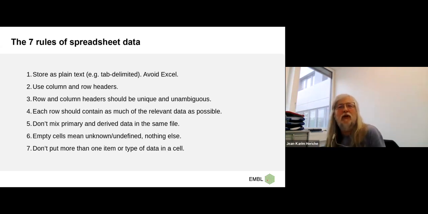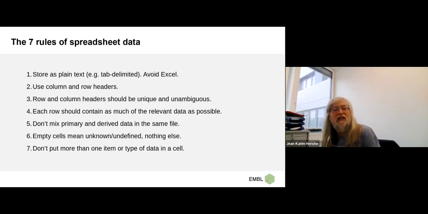Good luck asking my script to distinguish green and red in Excel cells. Might be possible, but probably not very reliable. And again, Excel is not really the most interoperable format for various reasons. So you want to have plain text files, you want to have row and column headers that are also unique and unambiguous. And you want basically each row to contain as much of the relevant data as possible.